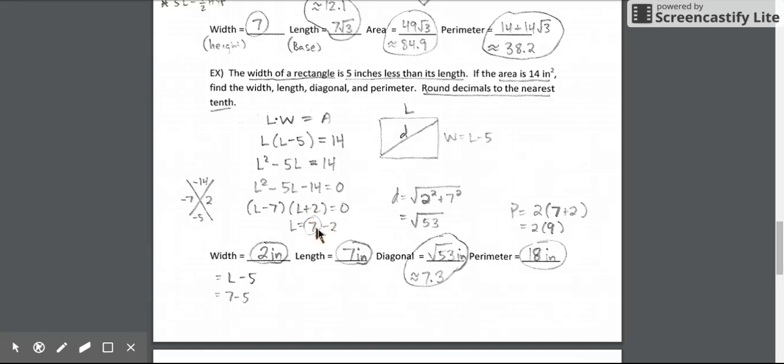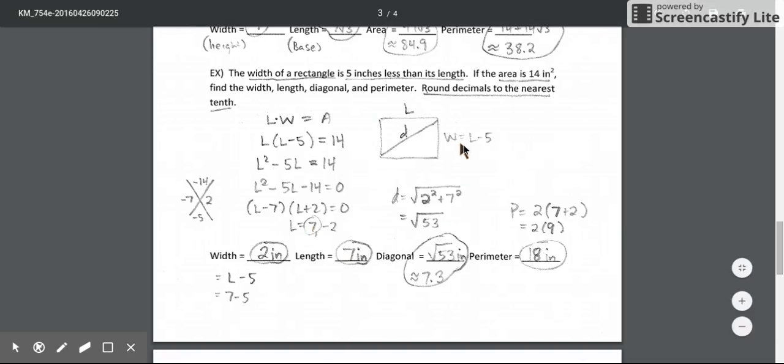So we have two solutions, but only one of them actually represents a length that we can use. So we're just going to use the positive 7 solution. So L, or the length, is 7 inches. The width is 5 less than that, so the width must be 2 inches. And now we have our two dimensions to find perimeter. Add up our length and our width and double it. So 7 plus 2 is 9. We could double that and get our perimeter of 18 inches.